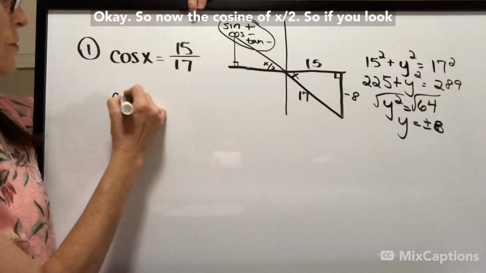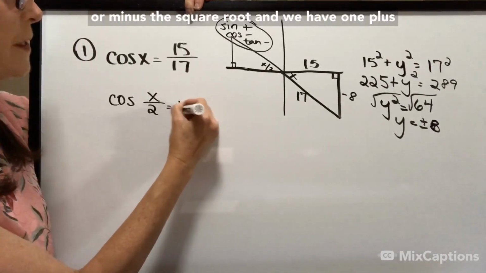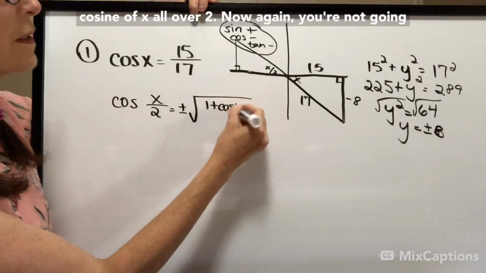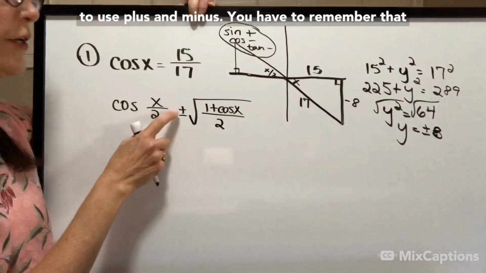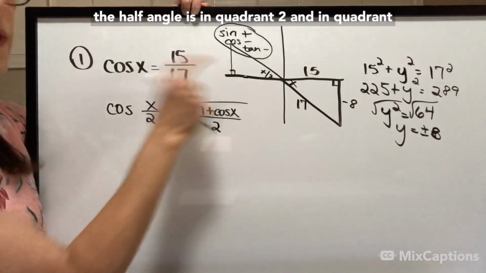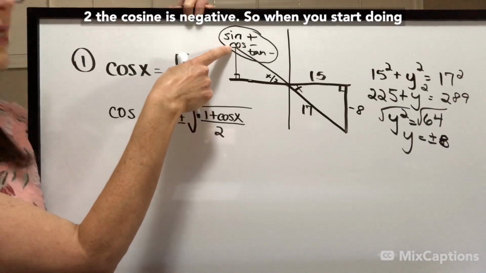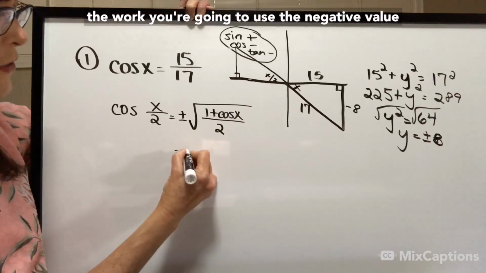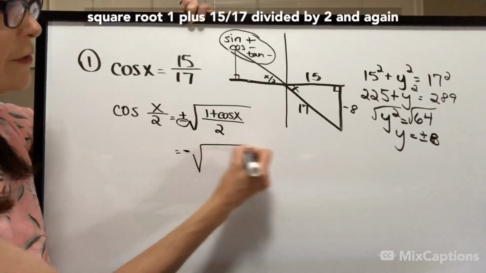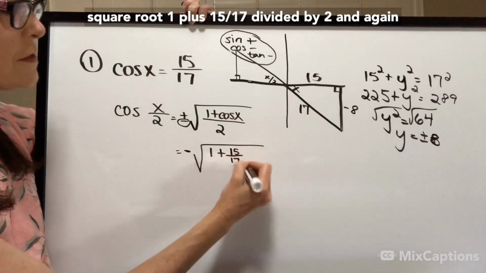Okay, so now the cosine of x over 2. So if you look at the identity at the top of the page, it's plus or minus the square root, and we have 1 plus cosine of x over 2. Now again, you're not going to use plus and minus. You have to remember that the half angle is in quadrant 2, and in quadrant 2, the cosine is negative. So when you start doing the work, you're going to use the negative value this time. So it's going to be the negative square root of 1 plus 15/17 divided by 2.